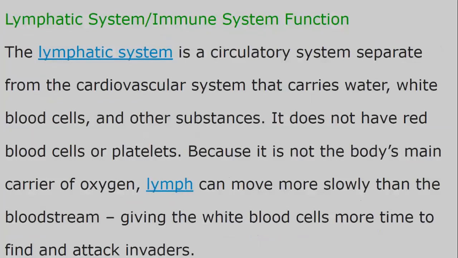The lymphatic system is a circulatory system separate from the cardiovascular system that carries water, white blood cells, and other substances. It does not have red blood cells or platelets because it is not the body's main carrier of oxygen. Lymph can move more slowly than the bloodstream, giving the white blood cells more time to find and attack invaders.